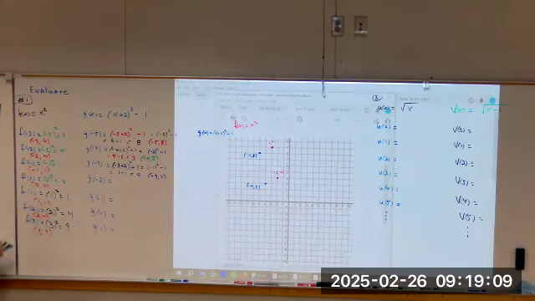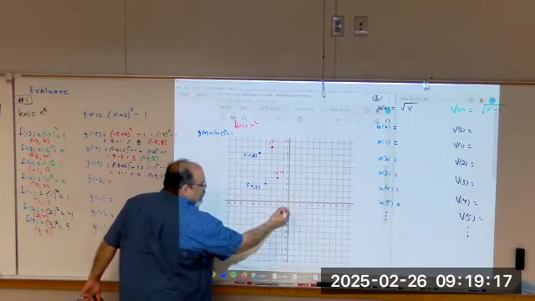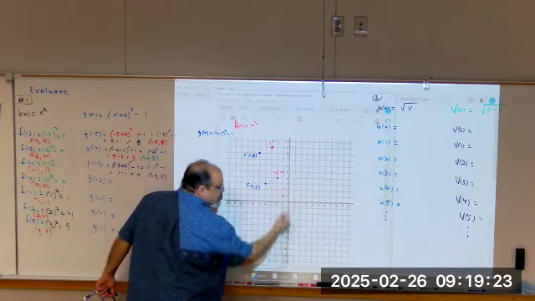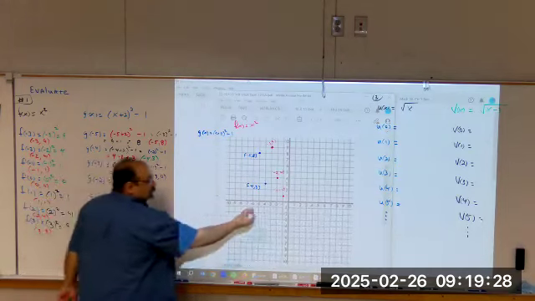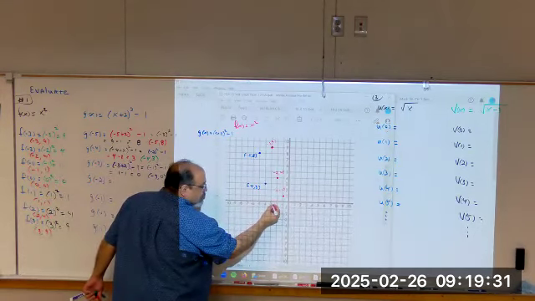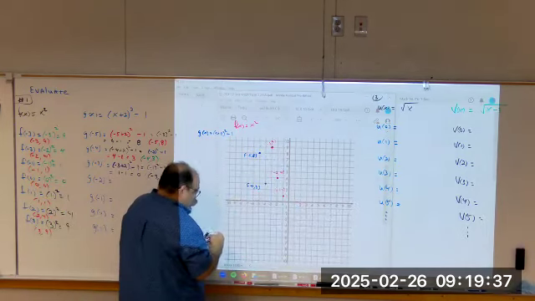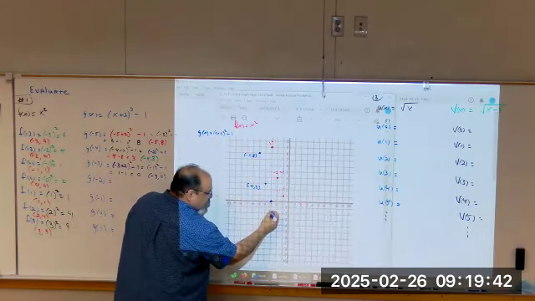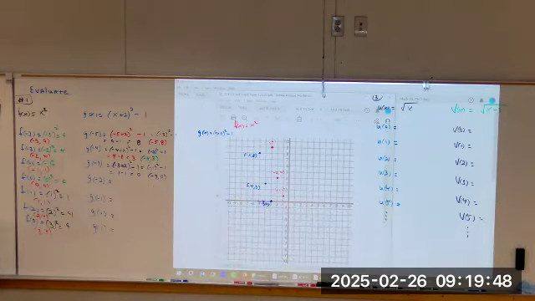Here, it was -1, 1. On the original, it was at -1, 1, right there. Look at the pattern. Going left 2 and down 1. So the pattern says left 2 down 1, left 2 down 1. So if the pattern continues, I should have gotten here -3, 0, and look what came out. -3, 0.